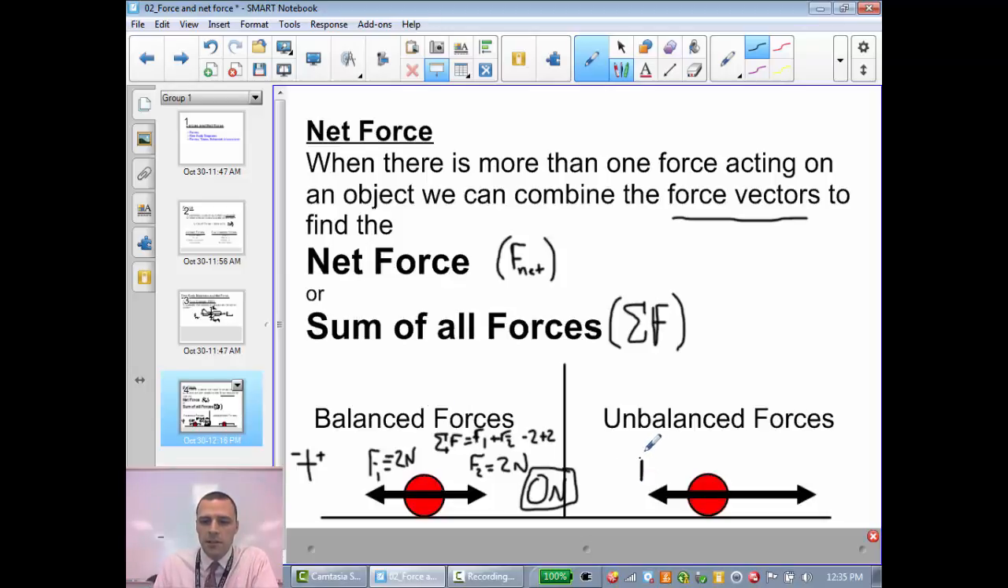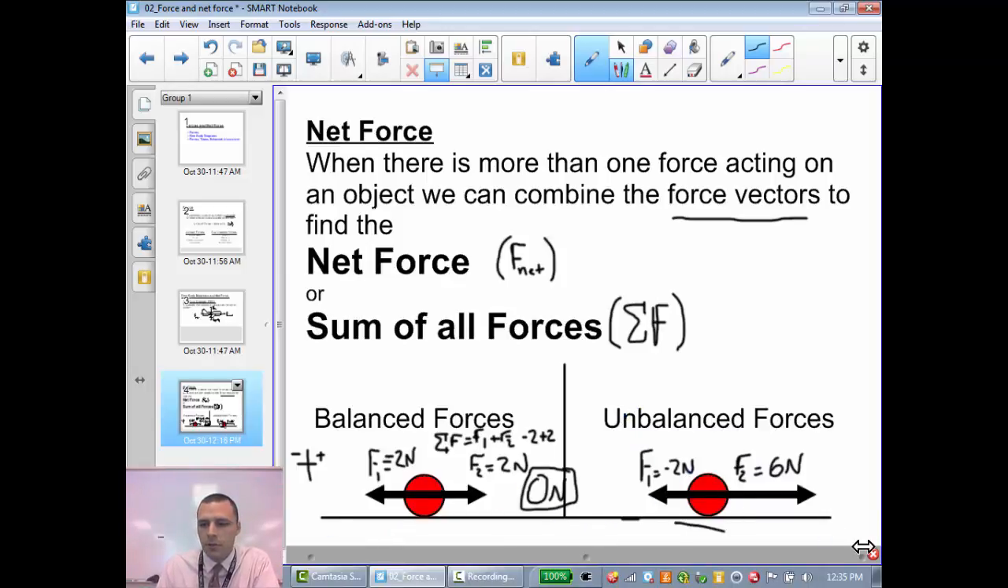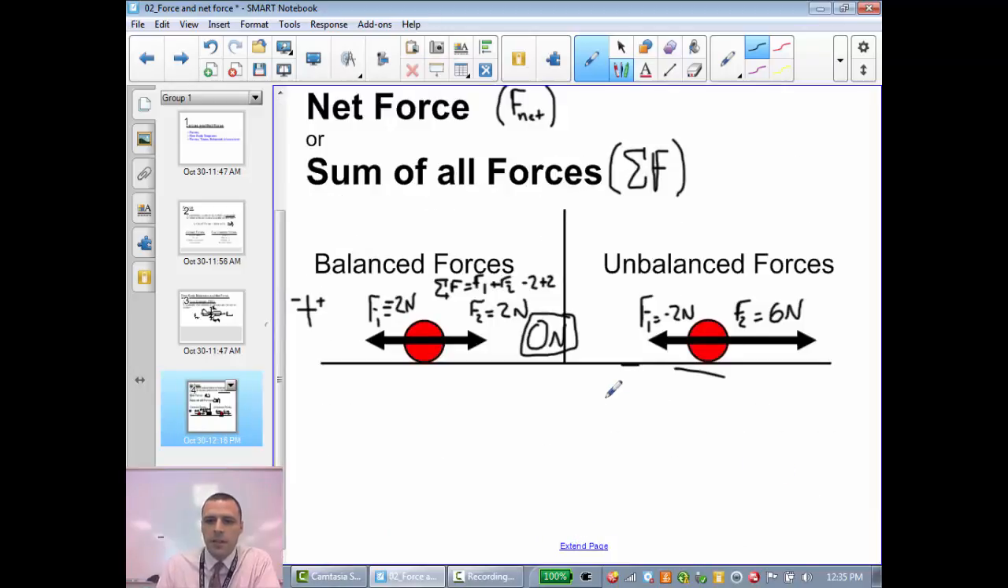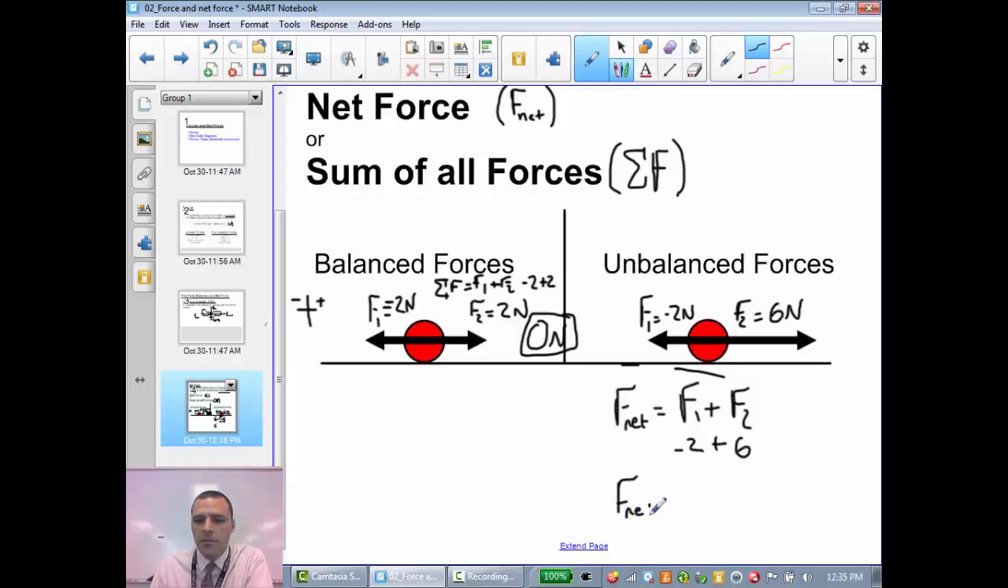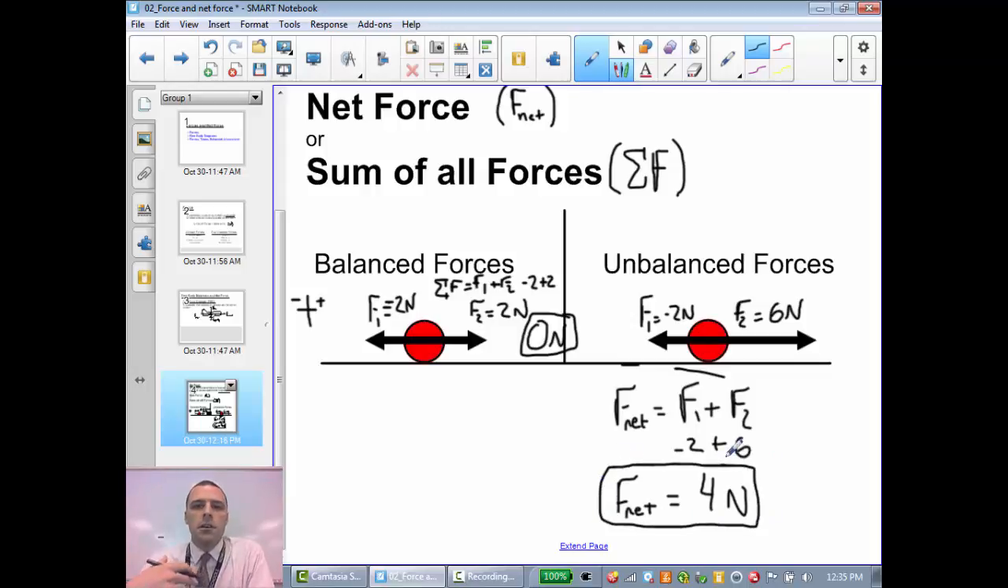In an unbalanced scenario, let's say F1 is again negative 2 newtons, but now F2 is 6 newtons. Just to use a different notation here, F net, I can replace that with the sum of the forces equals F1 plus F2. I would get negative 2 plus 6, and I'm defining left to be negative. Right could be negative, but that's just my definition of positive and negative. F net equals 4 newtons, and whenever we have a net force that does not equal 0, we call that an unbalanced force.